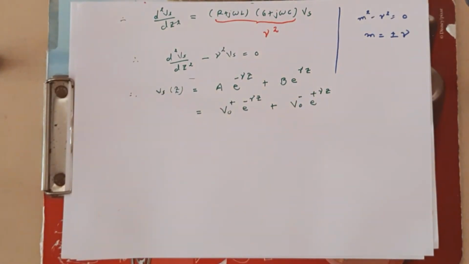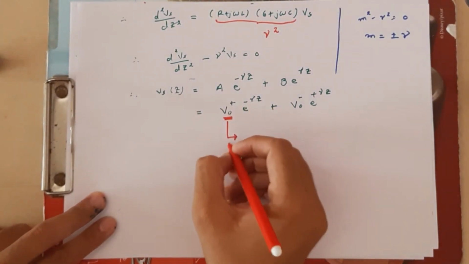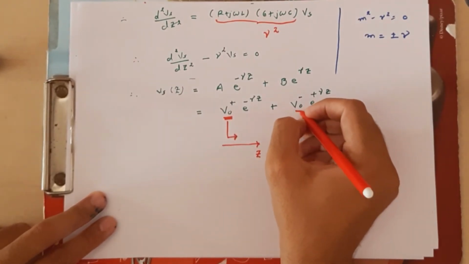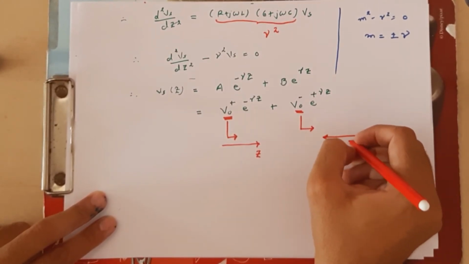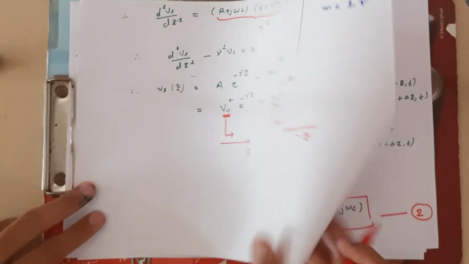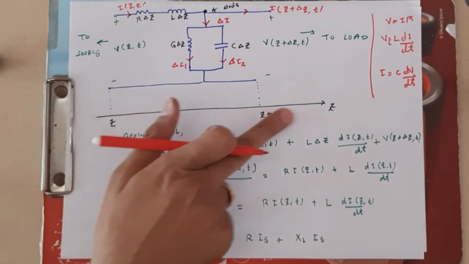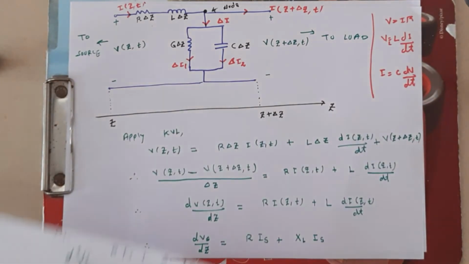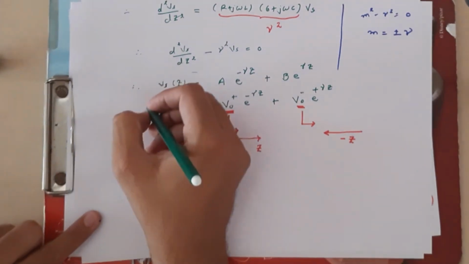What do you mean by the V0 plus quantity? V0 plus indicates that the wave is from this side, from the positive z axis. And V0 minus indicates that it is from the negative z side. See here, this side is the positive side. If you go from this direction, it is a positive direction. If you go from this side, it is a negative z direction. So you can write it in this way. Clear? I think it's easy to understand.